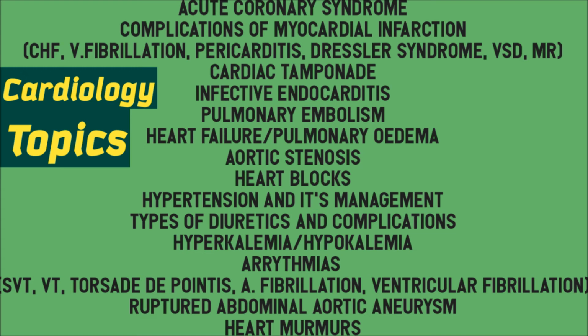So let me again repeat these blocks for you. In first degree heart block, there is only prolongation of PR interval. In Mobitz type 1 heart block, there will be progressive prolongation of PR interval with a dropped beat. In Mobitz type 2, PR interval will be constant, but sometimes a P wave will not be followed by a QRS complex. In third degree or complete heart block, there will be no association between P waves and QRS complexes. So let me tell you about the management of these heart blocks.